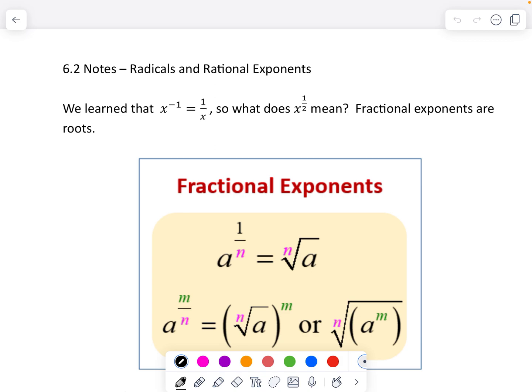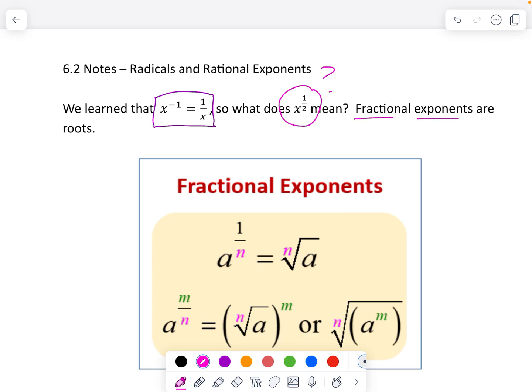We also learned about negative exponents. So on here, we could see we learned this, right? X to the negative 1 is equal to 1 over x. So the question of the day is, what does this mean when we have a fractional exponent?